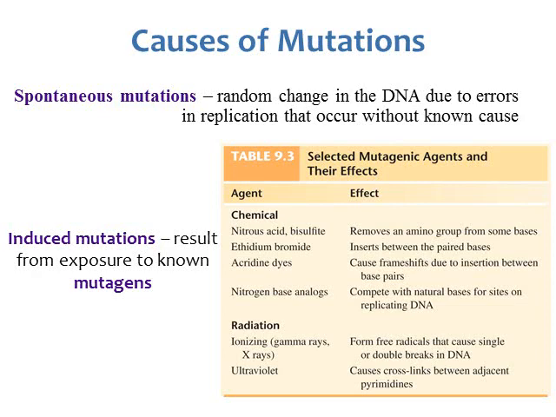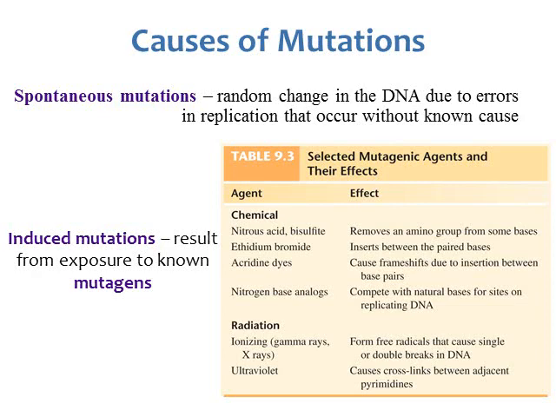Table 9.3 shows different mutagens. If you look at the agent column, there are chemical and radiation mutagens. For chemicals, ethidium bromide is one, and there are different dyes. These different chemicals can do different things. They can remove amino groups from bases, changing them, or place inserts between different bases and cause frame shift mutations, which I'll show you in a little bit.